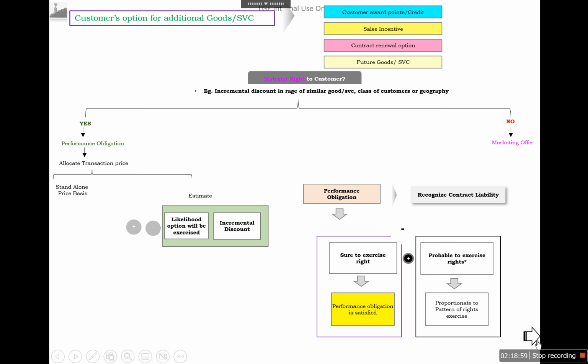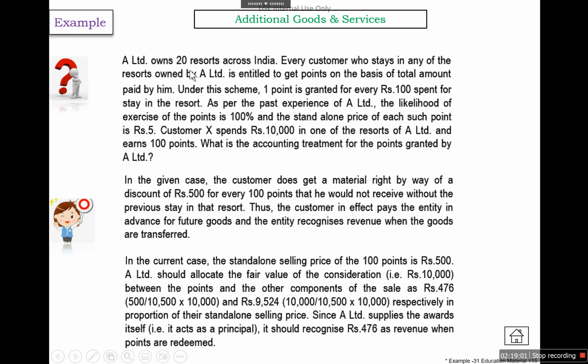For example, A Limited owns 20 resorts across India. Every customer who stays in any one of the resorts owned by A Limited is entitled to get points on the basis of the total amount paid by him. Under this scheme, 1 point is granted for every 100 spent on a stay in the resort. As per the past experience of A Limited, the likelihood of exercise of the point is 100% and the standalone price of each such point is 5. So a customer spent 10,000 at one of the resorts of A Limited and earned 100 points. So 500 rupees he earned.